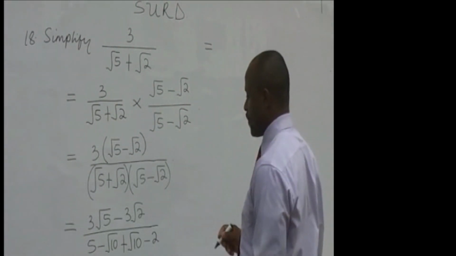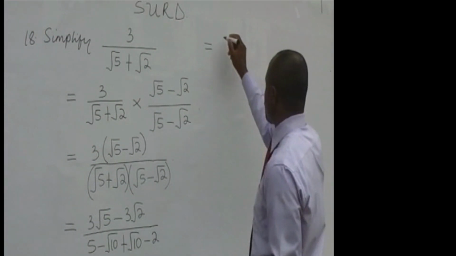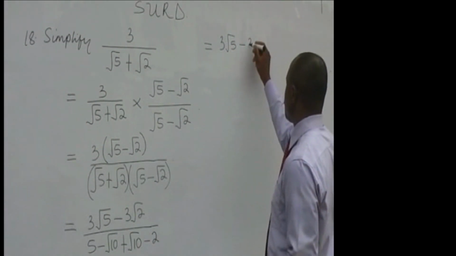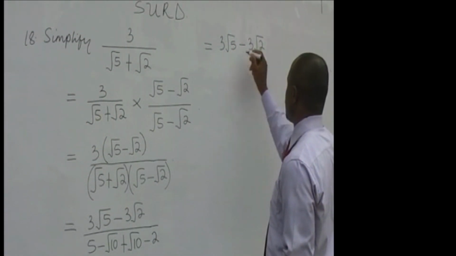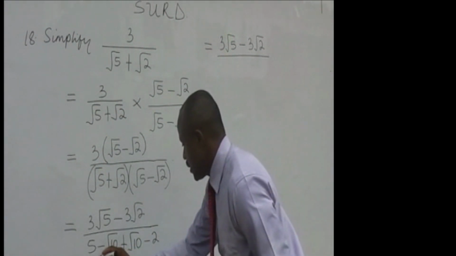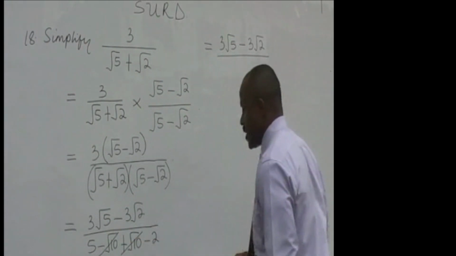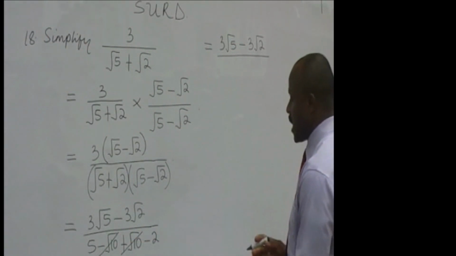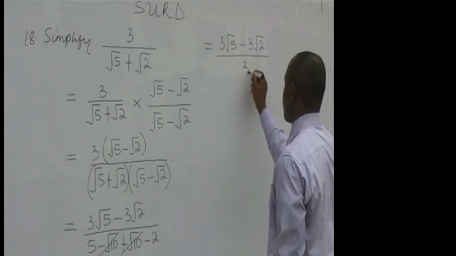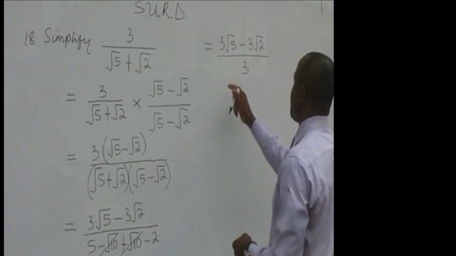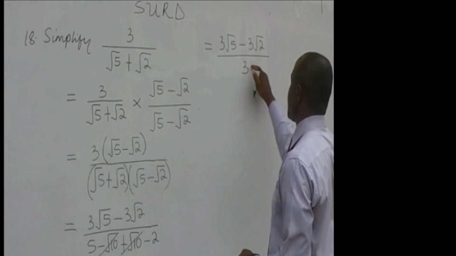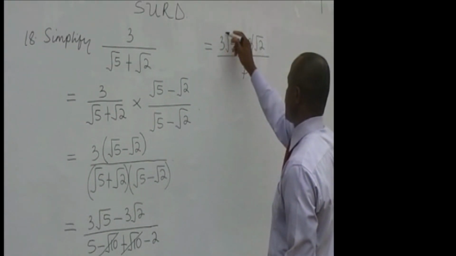So this is going to be 3 root 5 minus 3 root 2 all over this. We cancel this. Minus root 10 plus root 10, they will cancel themselves. We now have 5 minus 2, which will give you 3. Now you have 3 in this part and also 3 here and 3 down. You can cancel this, cancel this, cancel this.